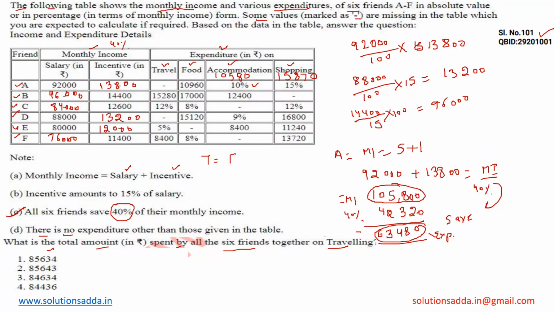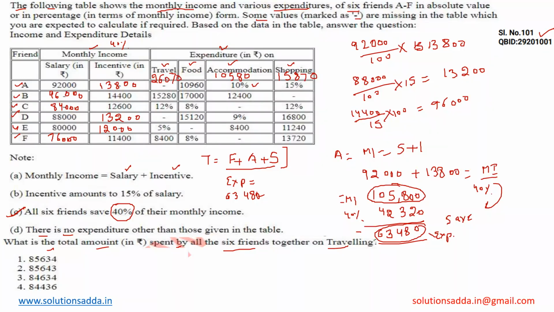That will equal the amount of food plus the amount of accommodation plus the amount of shopping. Add these values, and subtract this value from the total expenditure amount. The total expenditure amount for person A is 63,480, and minus this combined amount, we will get the travel amount. Here the traveling amount for person A will be 26,070.